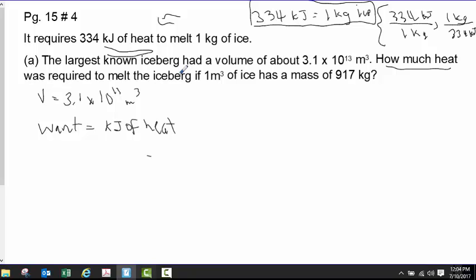Then we also have this piece of information right here: 1 cubic meter of ice has a mass of 917 kilograms. That's clearly going to be important to us at some point. Again, let's write that as an equal statement just to simplify it.